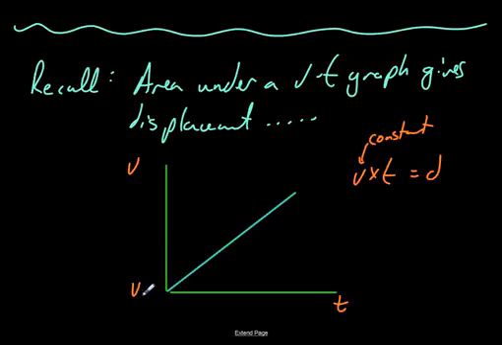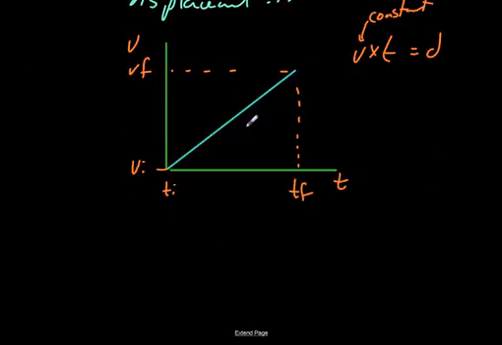So we have a VI here, and we have a VF here, and we have a TI here, and TF here. My question to you is, it's true that the area under here is still going to be displacement, but it's not true that I can directly do it like this. So how do we find the area of an object that's shaped like that?